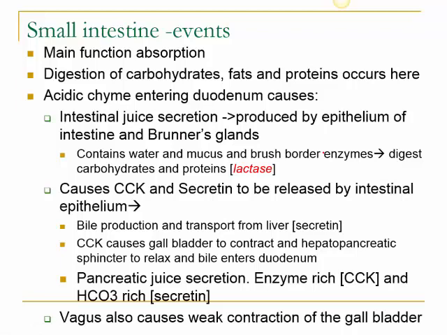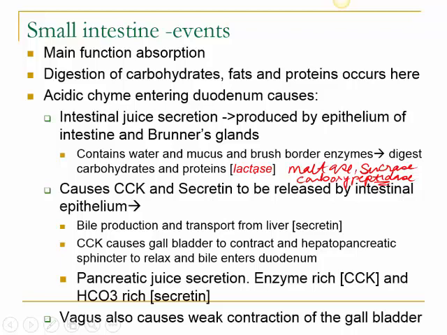The enzymes produced by the brush border are enzymes like lactase, maltase, and sucrase. These are the enzymes which will act on carbohydrates, and it also produces proteolytic enzymes like carboxypeptidase, and so on, peptidase. As you see, the word peptidase means acting on proteins. So these enzymes are produced, and they'll act on both carbohydrates and proteins.